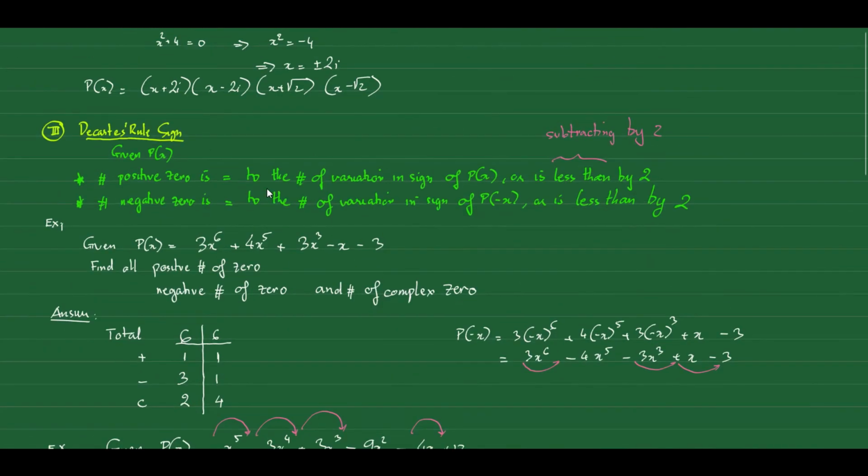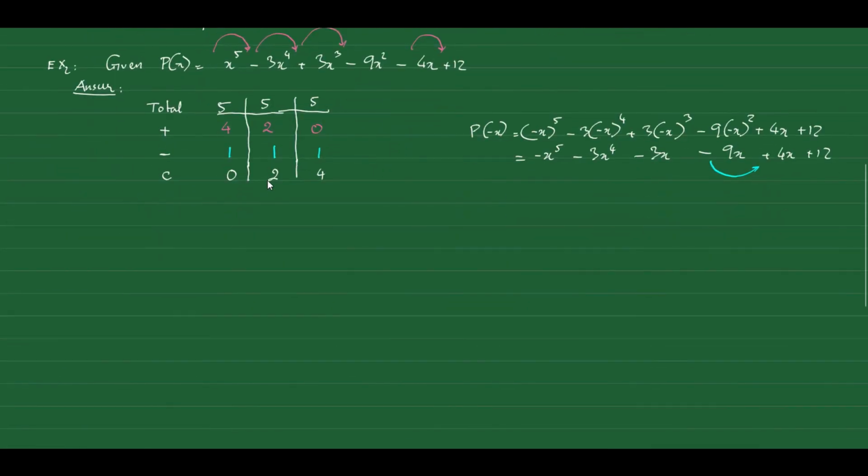Now, the last one, which I told you before. This theorem tells you the interval which contains all the real zeros. Contains all the real zeros only. So this theorem we call the boundedness theorem.